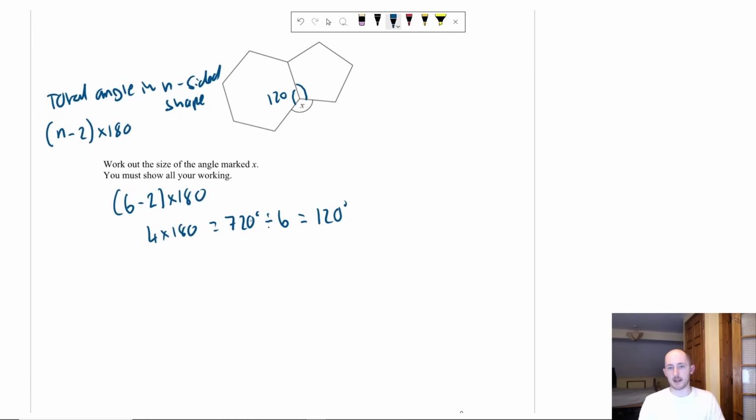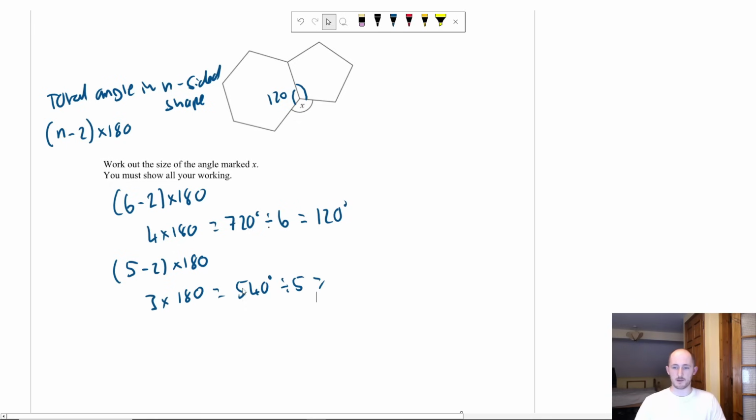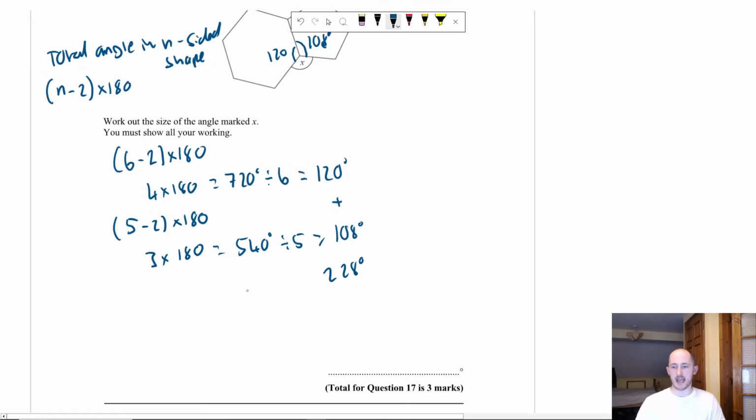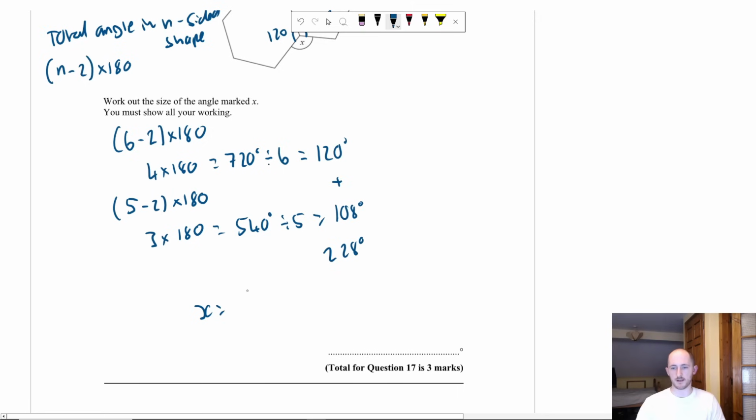We're going to do the same thing for the pentagon. There are 5 sides to a pentagon, minus 2 times 180. So that's 3 times 180. 3 times 18 is 54, so that's 540 degrees, and we need to divide by 5. I can show you how to divide by 5 really quickly. Divide by 10 gives me 54, and double it, 108. That's 108 degrees. So then x, all we're going to do is add those two together, which gives me 228 degrees. And that means x is just equal to 360 minus that.